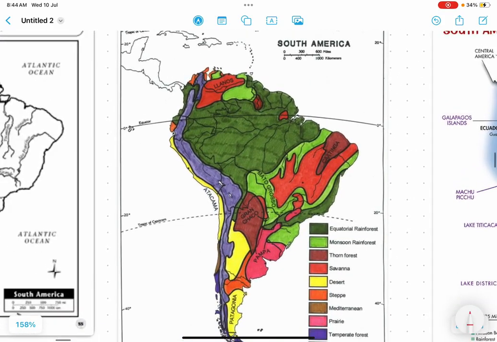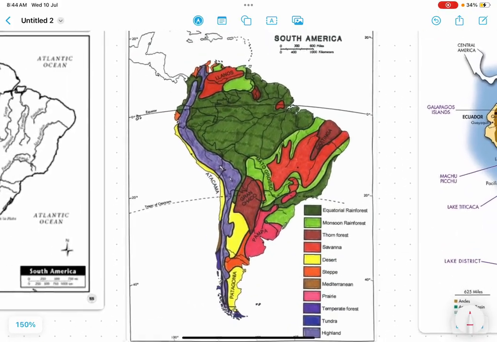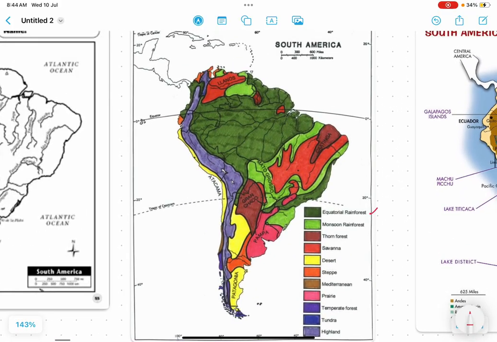As you can see, natural vegetation map, and you can clearly see in this map that equatorial rainforest, that is the Amazon rainforest, right here in the Amazon basin, most of the part of it is equatorial rainforest, right? This is Amazon river, Amazon basin we can say, right? Then we have monsoon rainforest, in the light green we have monsoon rainforest. All of these regions, we have thorn forest, we have savanna, we have desert.